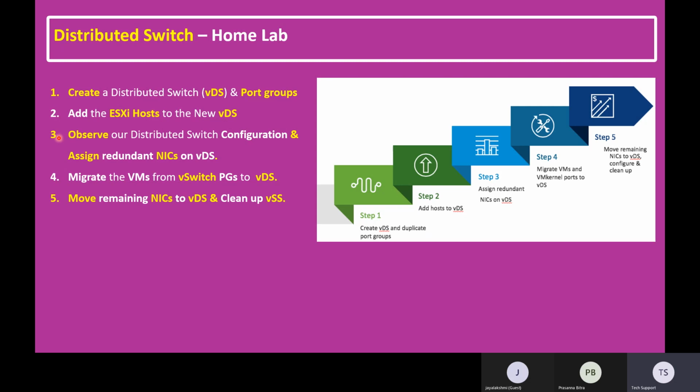Now let's talk about item number 3. Observe our distributed switch configuration and assign redundant NICs on the DV switch. Even the redundant NIC, during the DV switch host adding itself, we added additional NIC cards. Okay. Now we can observe how to migrate the virtual machine from vSwitch to DV switch.